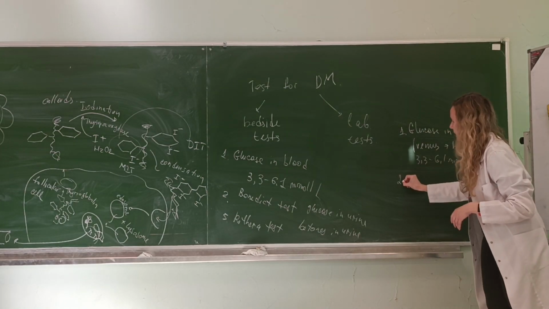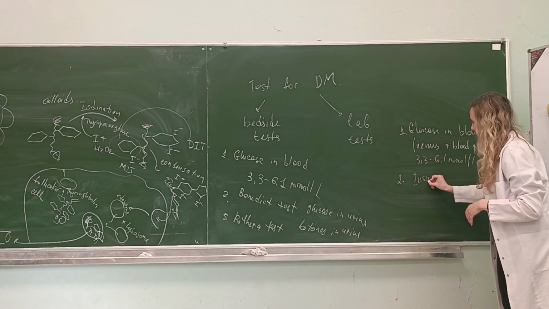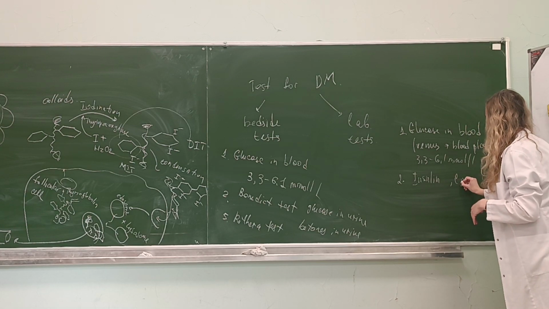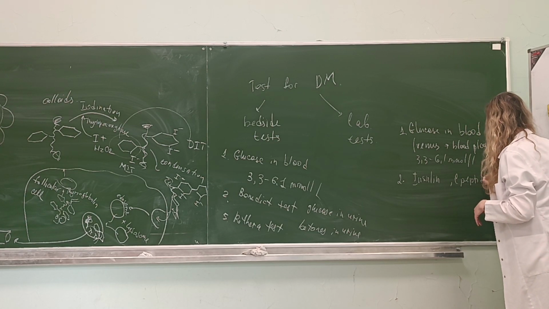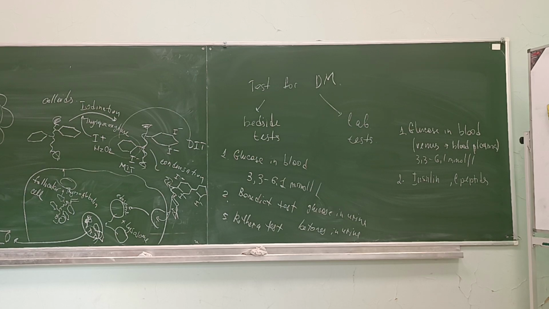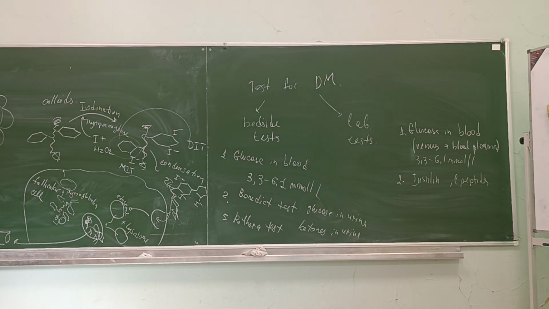What I will do next? I will measure insulin level and C-peptide level. This is immunochemiluminescence analysis that I will do by the analyzer. So we know if insulin level is very low, this is diabetes mellitus type 1. C-peptide very low, diabetes mellitus type 1.